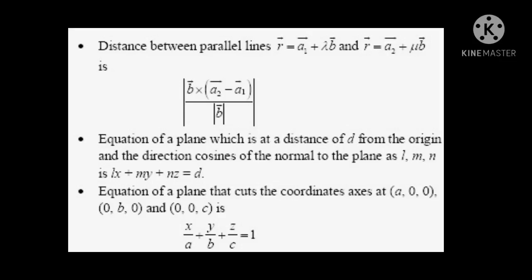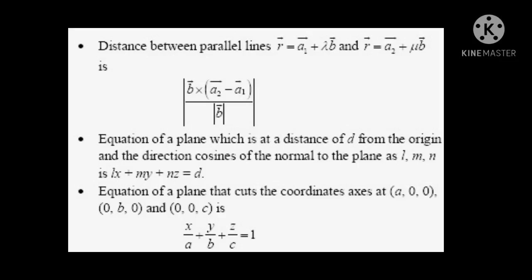Okay, so the formula for doing it is the mod of b vector cross (a2 minus a1), whole divided by mod of b vector. I think you know what mod is. If we consider any vector, suppose b is equal to b1 i cap plus b2 j cap plus b3 k cap, then mod b would be the square root of b1 square plus b2 square plus b3 square.